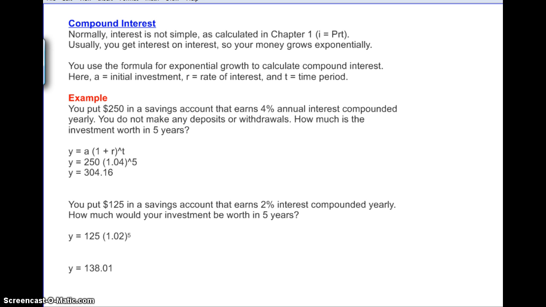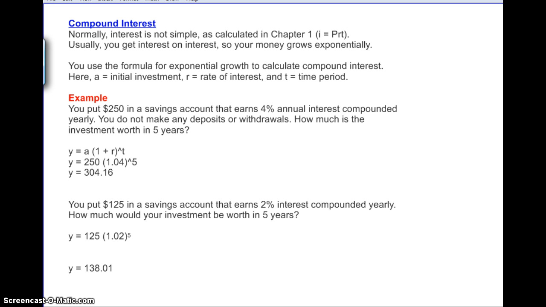So again, A is the initial amount, that's 125. Your rate that goes into the parentheses there is 1 plus 0.02 because it's 2%, and you're going to raise that to the fifth because it's 5 years. Your rate of interest is yearly and your time period is in years, so it's really pretty simple here. When you multiply that out, it's 138.01.